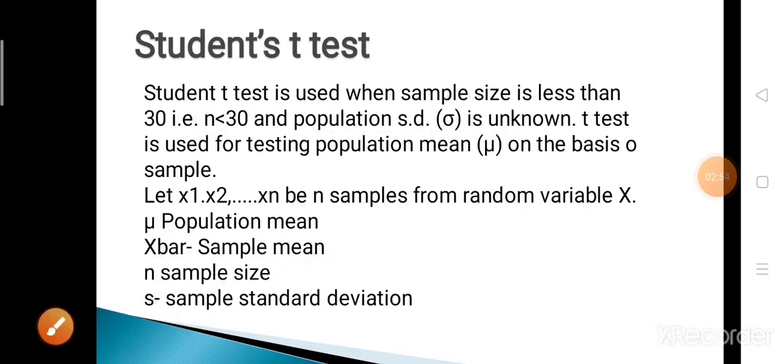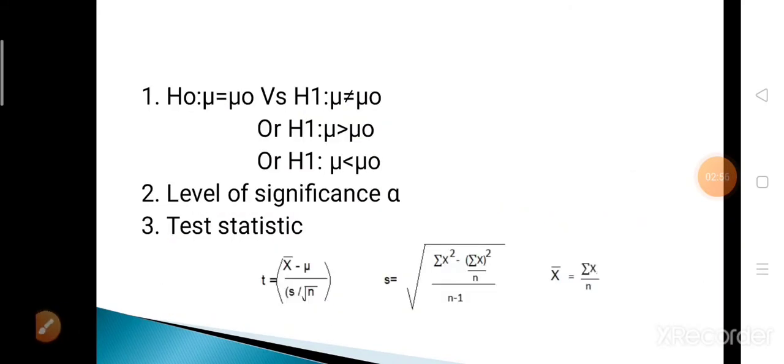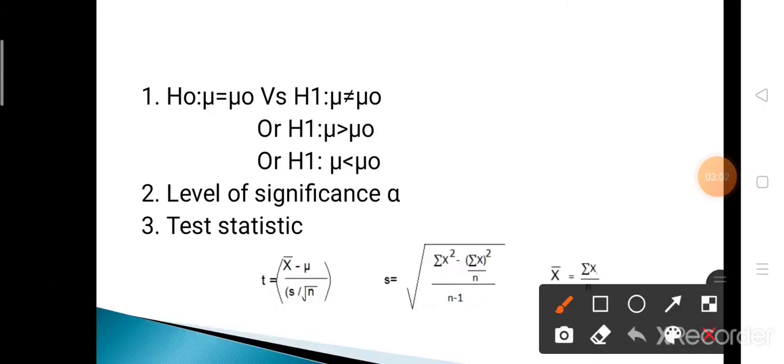So what is the first step in testing of hypothesis? The first step is to formulate the null and alternative hypothesis. The null hypothesis is denoted by H0, so H0: mu is equal to mu naught. If there is an equality condition in the statement, then that hypothesis is called the null hypothesis. And what is the alternative hypothesis? The alternative hypothesis is opposite to the null hypothesis.